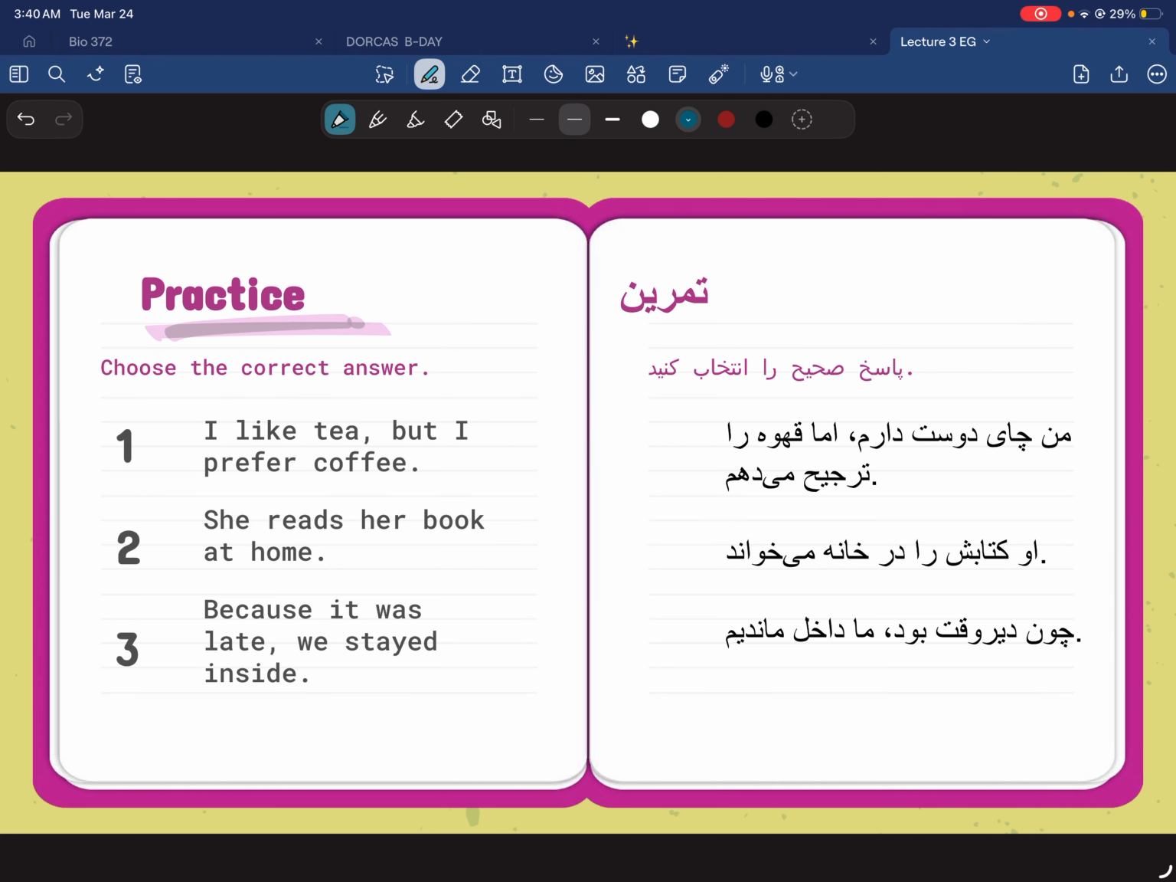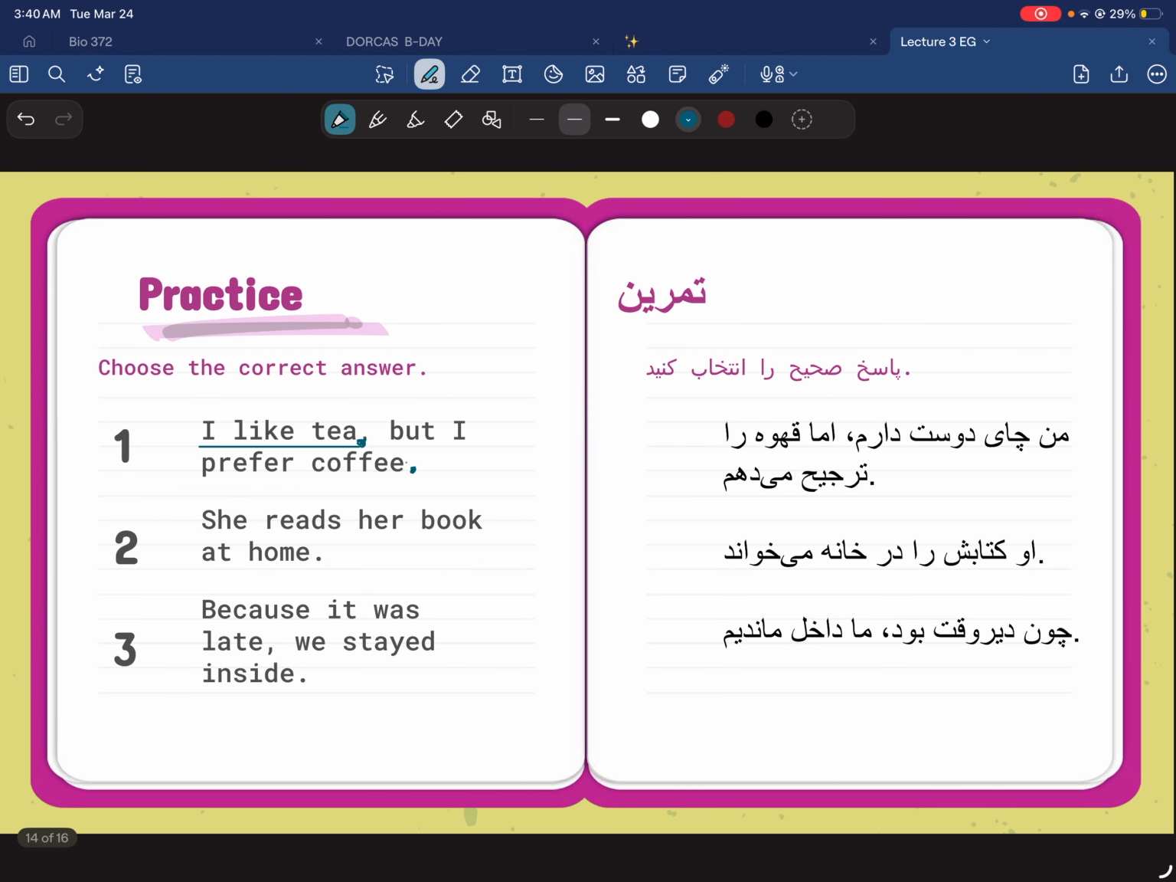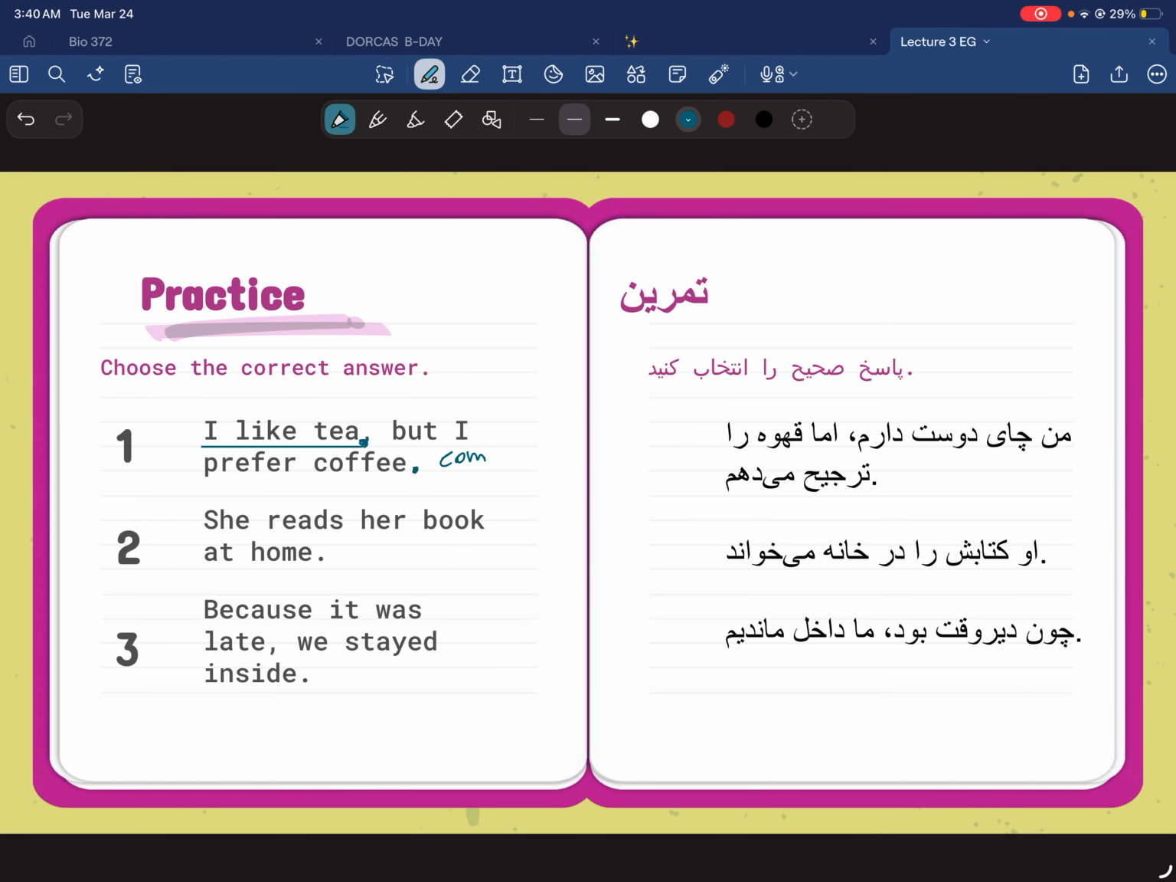Okay. So if you said, let's look at it. I like tea, but I prefer coffee. Actually, we don't even have to look at the conjunctions. I like tea. Complete sentence. I prefer coffee. Complete sentence. These are two complete ideas, so this is going to be a compound sentence.